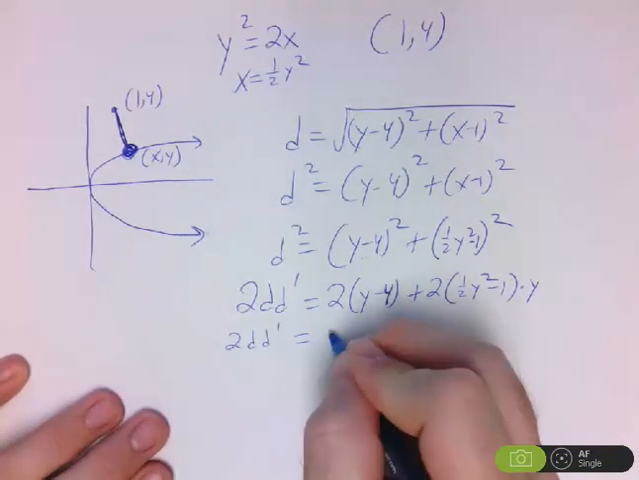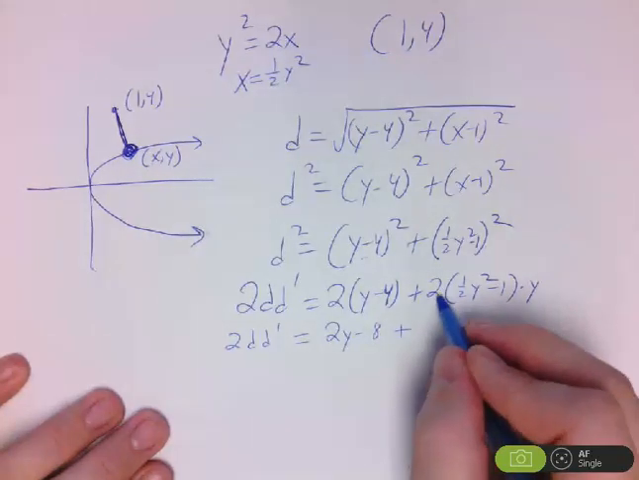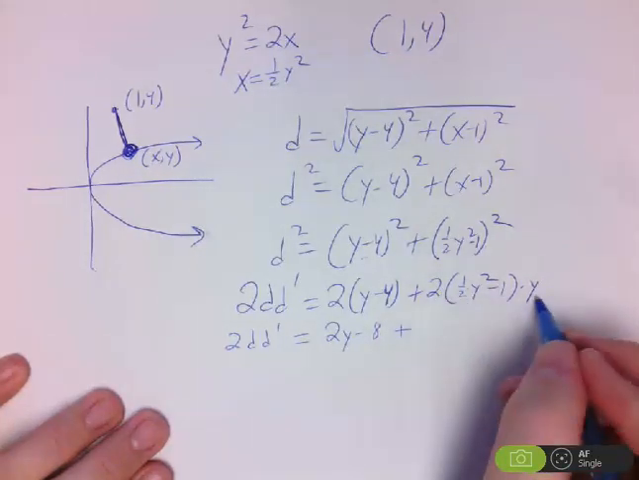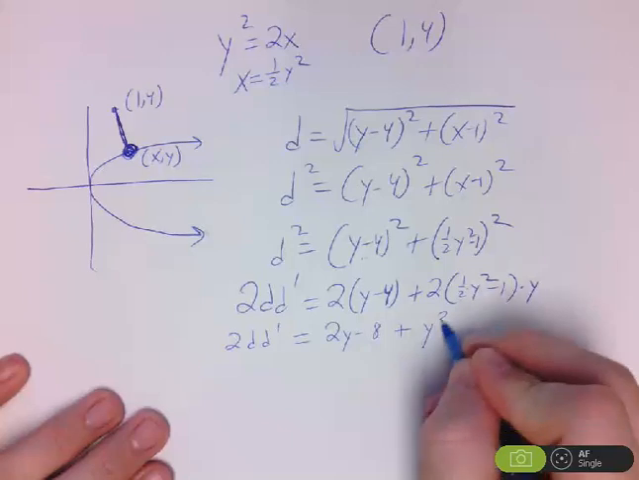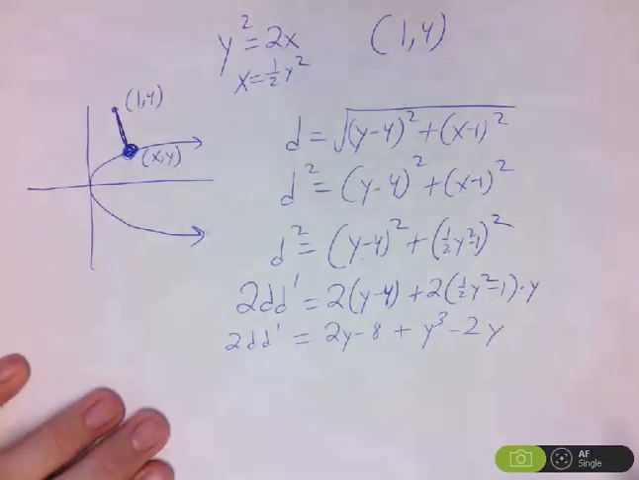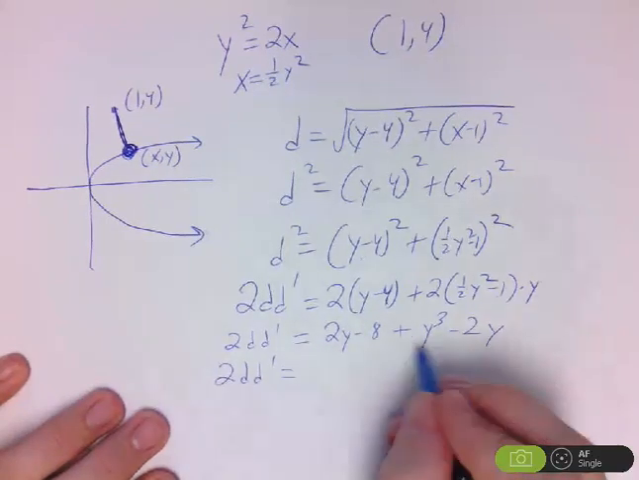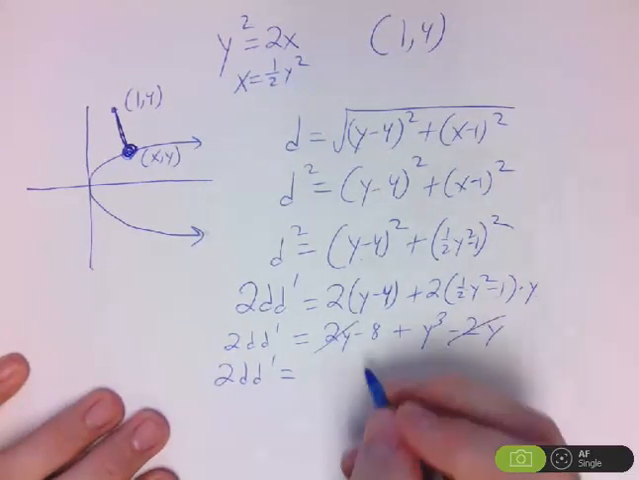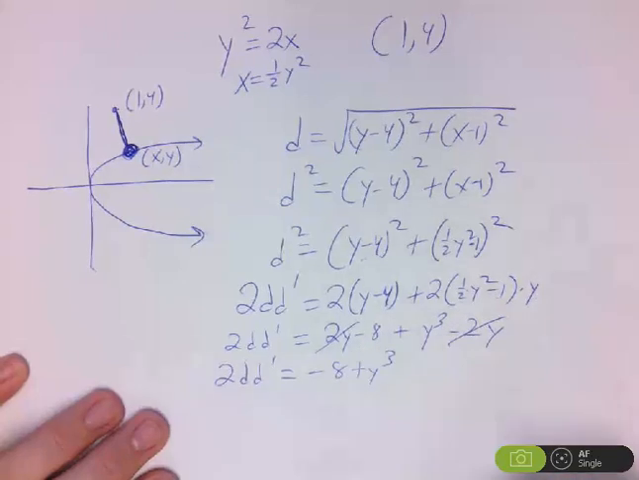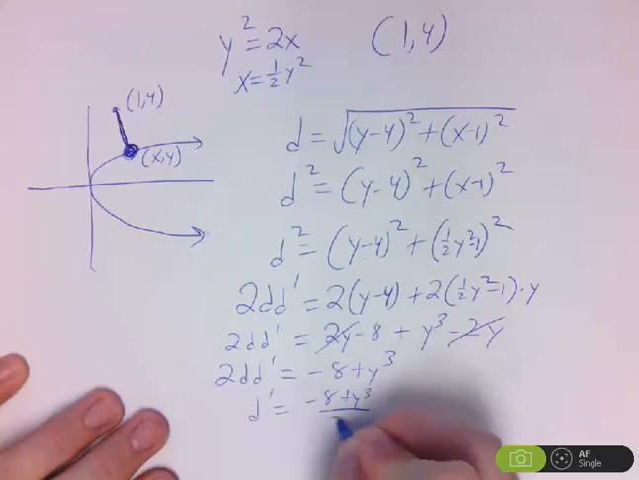Let's clean that up a little bit. 2d d prime is going to be 2y minus 8 plus, the 2 times 1/2 cancels, y times y squared is y cubed, minus 2y. I think that's all the pieces. And so 2d d prime equals, the 2y's cancel, that's convenient, negative 8 plus y cubed. Okay, let's solve for d prime: negative 8 plus y cubed over 2d.